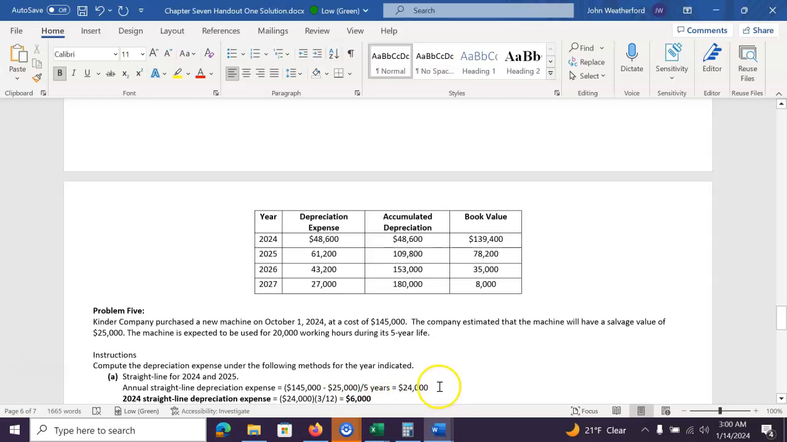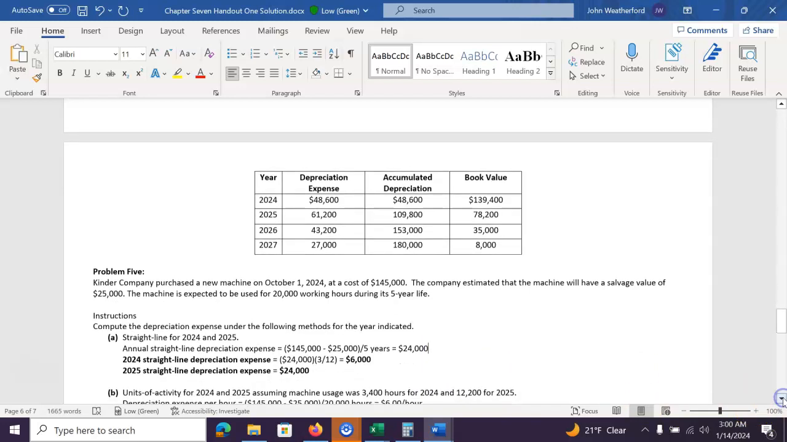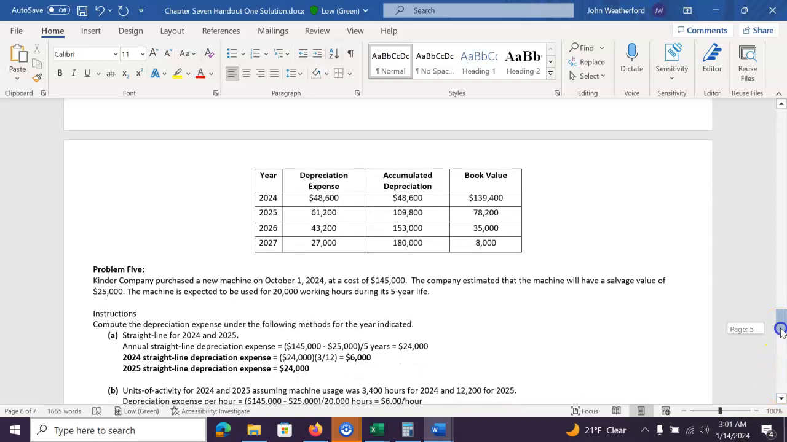And then we already know a full year's depreciation is $24,000. Well, it's going to be in service all year in 2025. So that year, our depreciation expense would be equal to the full year, $24,000. Now on B, we're going to do units of activity. So what do we do here?